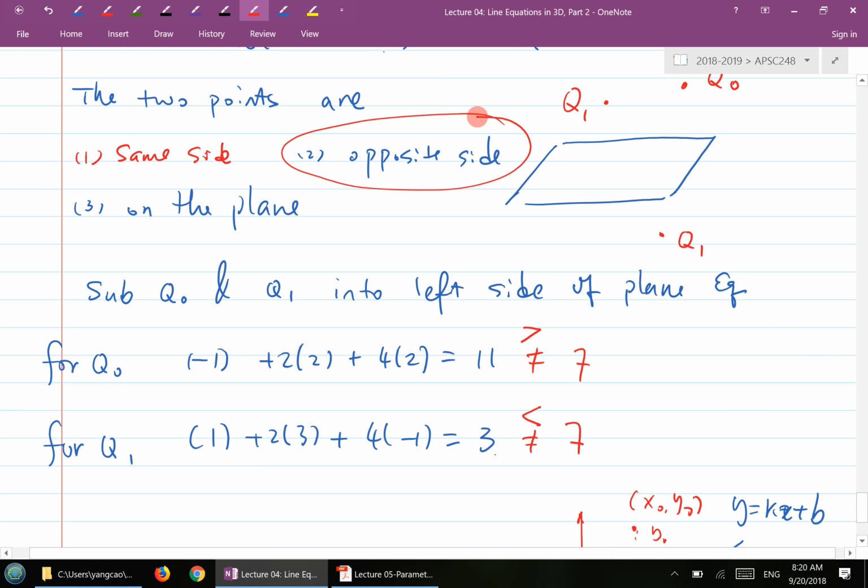Opposite, yes, because 11 is greater than 7 and 3 is less than 7. If instead of 3 you get an 8 or something, you can actually have both points on the same side. So that's how you can determine the relative relationship between two points and the plane.